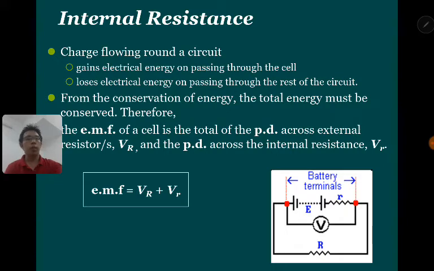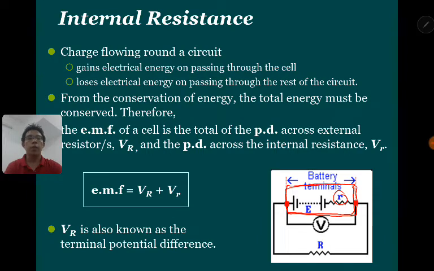A typical diagram is that you have the battery and the internal resistance covered by a box or a dotted line box. That small r there is a typical symbol used for internal resistance. Another name for this V_R, as in the PD of the external components outside the battery, is the terminal potential difference, because it is at the two terminals of the battery. Everything outside the two terminals of the battery.